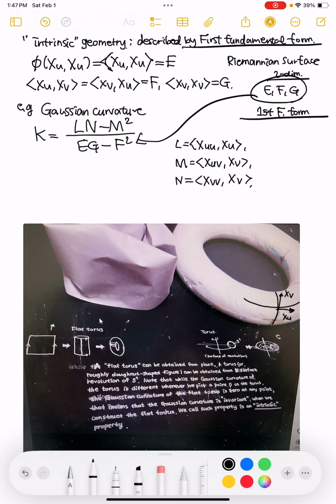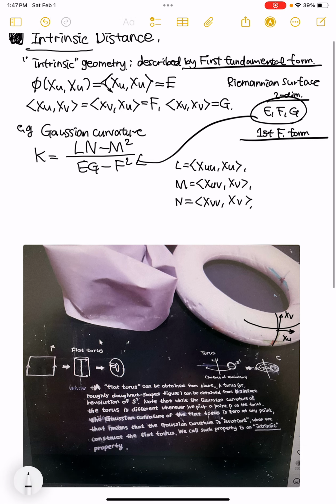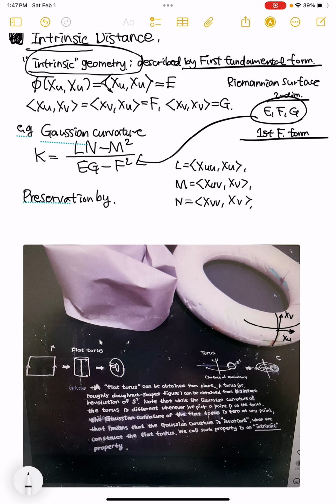Furthermore, when you think about intrinsic geometry, the most important aspect is preservation by mapping, which property is preserved by which map, which map preserves the information about intrinsic geometry.